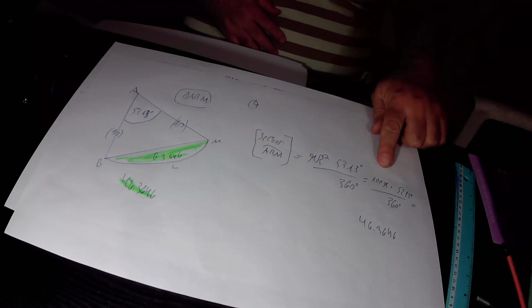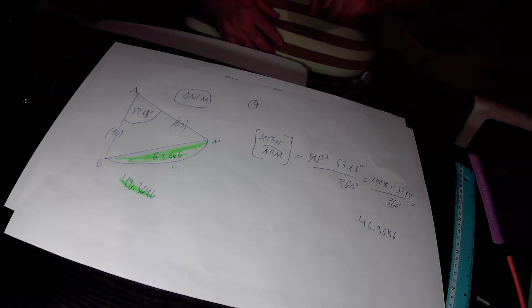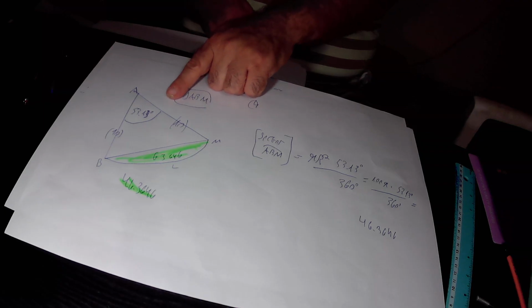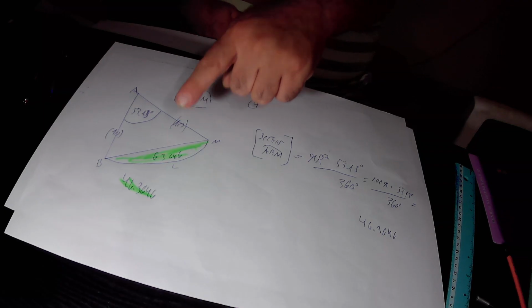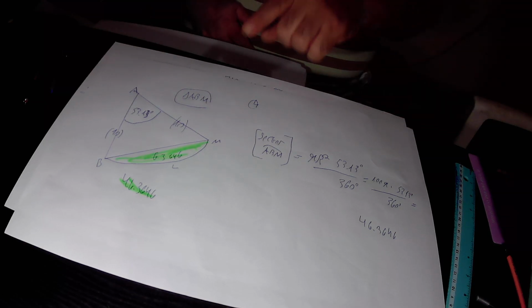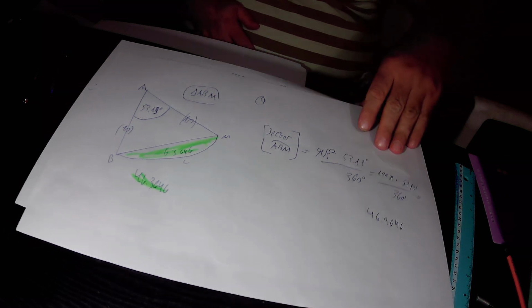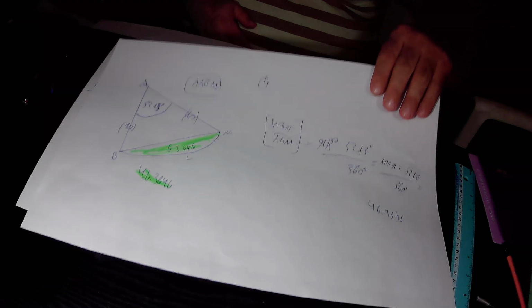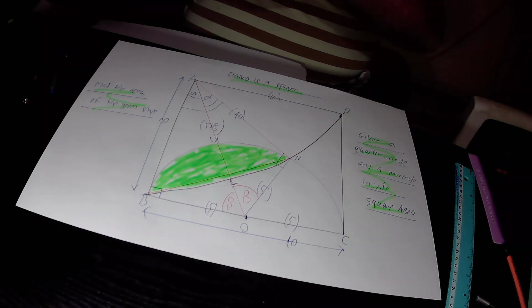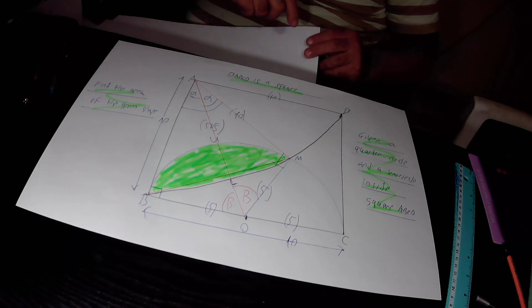The value of this expression, 100 pi times 53.13 over 360 degrees, is equal to 46.3646. So the area of this sector AB is equal to 46.3646 square units. Our task is to find the area of this lower segment MLB. So what is the area of the lower segment MLB?